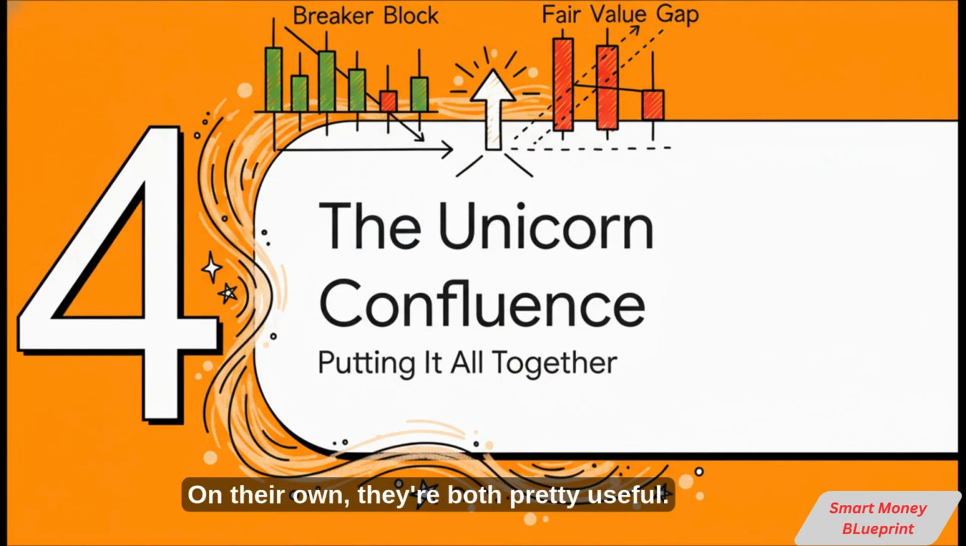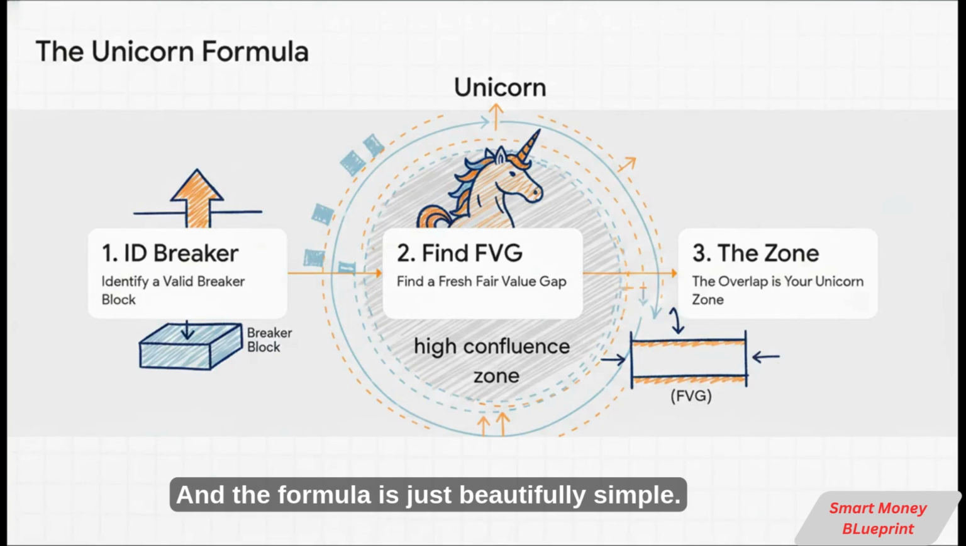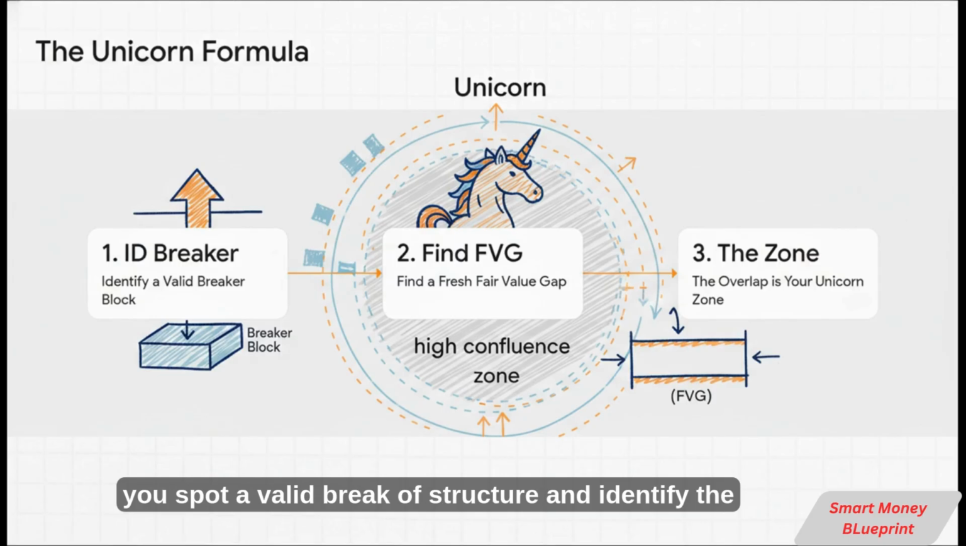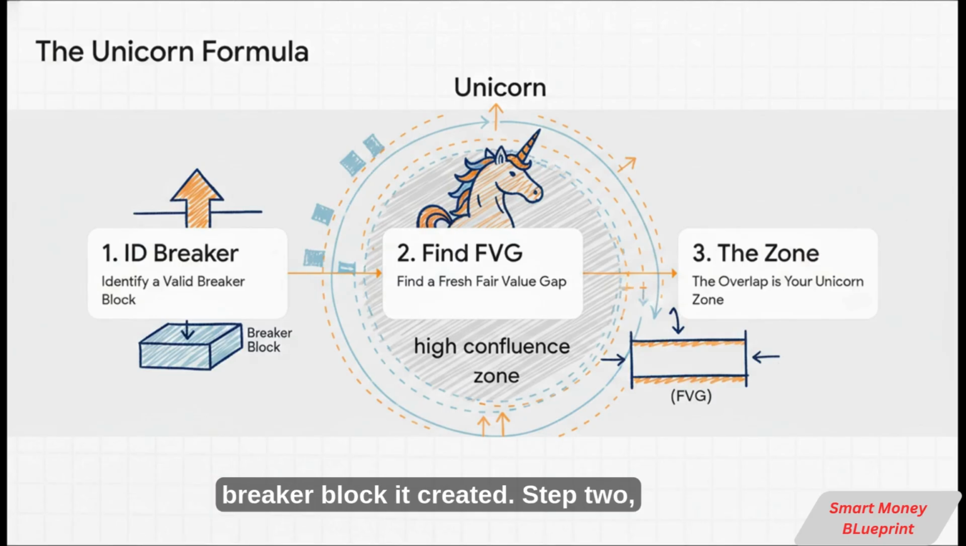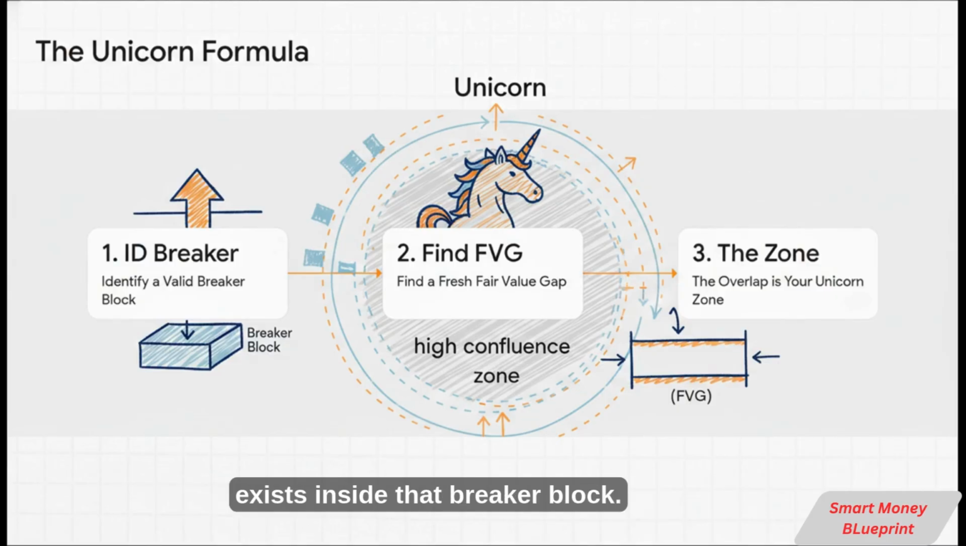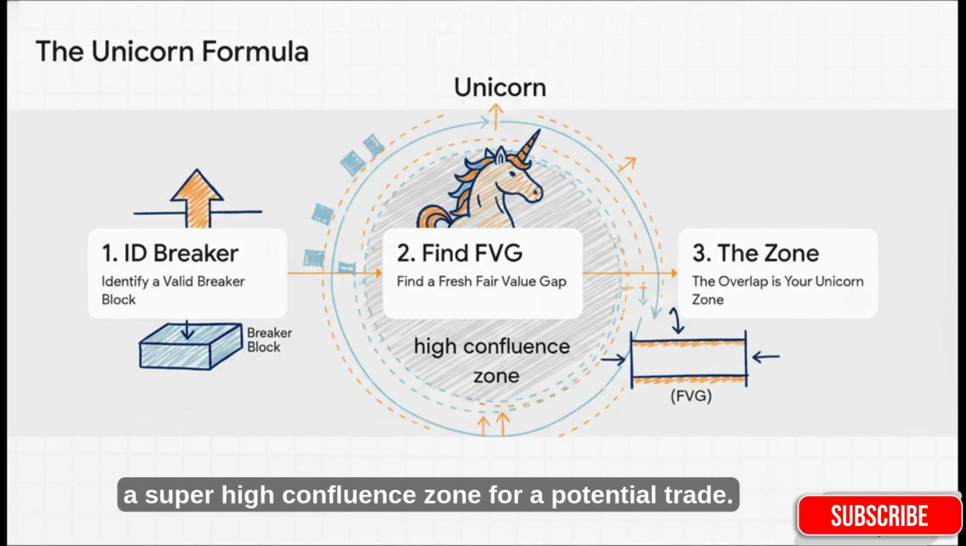On their own, they're both pretty useful. But the real power, the absolute magic of this model, happens when these two things show up in the exact same spot. And the formula is just beautifully simple. Step 1, you spot a valid break of structure and identify the breaker block it created. Step 2, you look closely to see if a fair value gap exists inside that breaker block. And when you find that overlap, bingo, you've found your unicorn setup, a super high confluence zone for a potential trade.